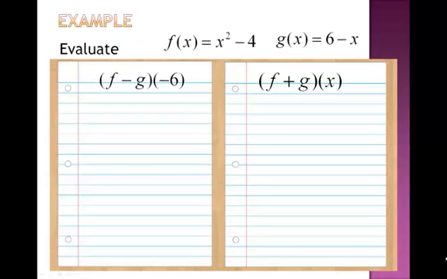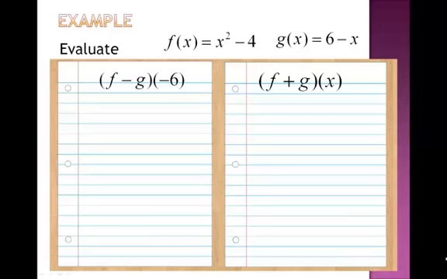So let's see an example to see how these operations work. Up above I have two functions, f of x equals x squared minus 4, and g of x equals 6 minus x. And in my first example, I want to take f minus g and then use an input of negative 6. You'll notice that I'm using that alternate notation that has f minus g of some sort of input.